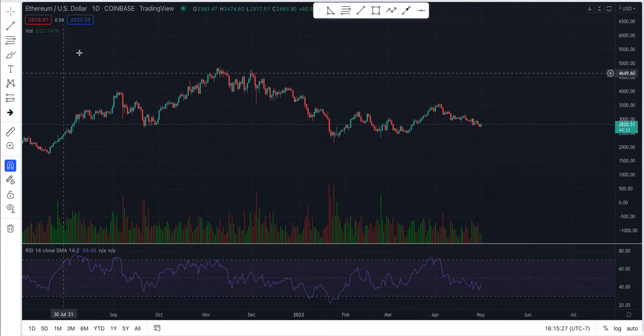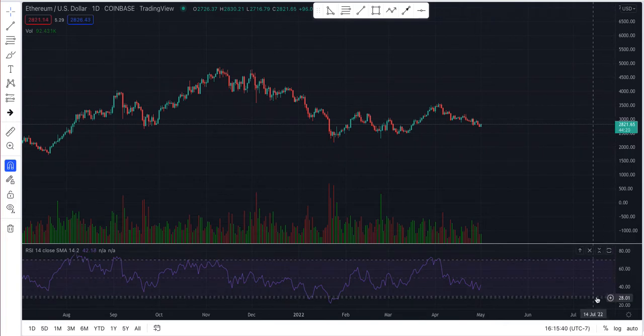So this next class is actually going to be on the RSI. What is RSI? RSI is your relative strength index. Now, what your RSI tells you, it tells you a couple different things, right? A lot of people say it has a 70 and it has a 30.